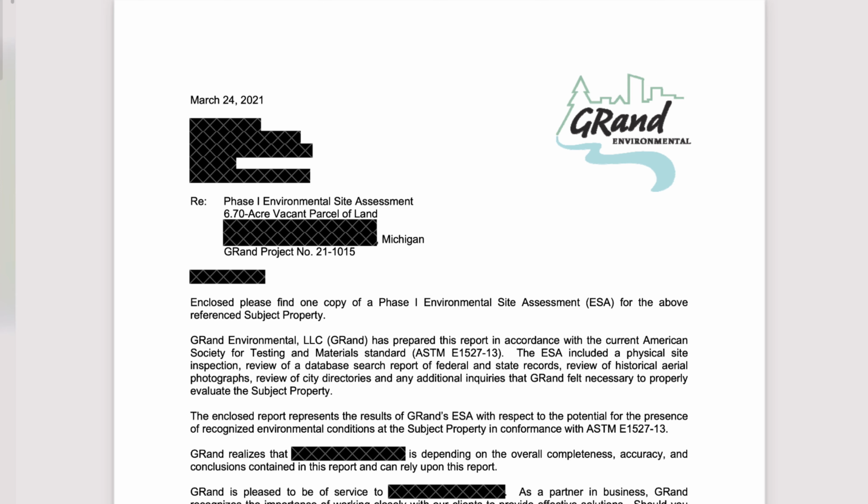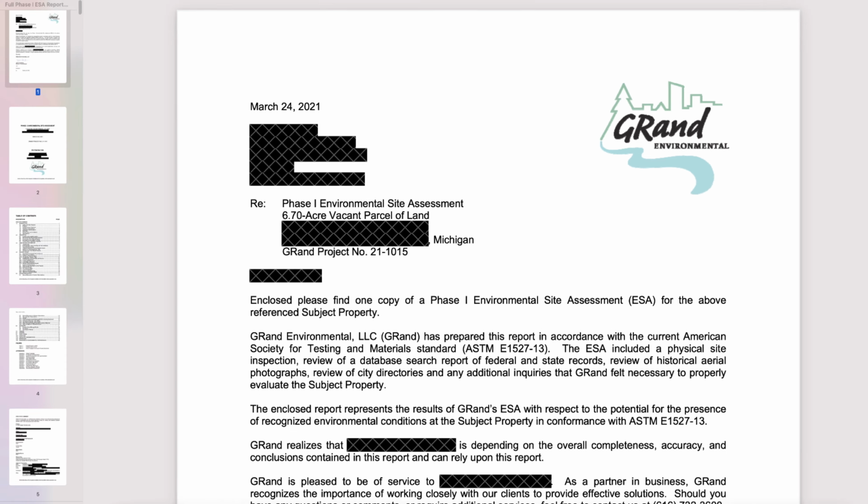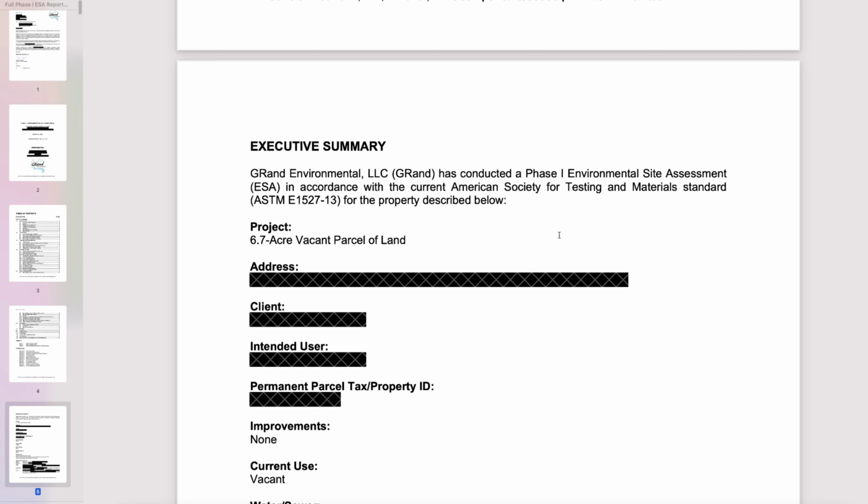This Phase 1 report is 168 pages. They're not short, but really a lot of the stuff in here, most people don't even look at. They're just looking for what are the findings? What actually is the situation? Are there issues or not?